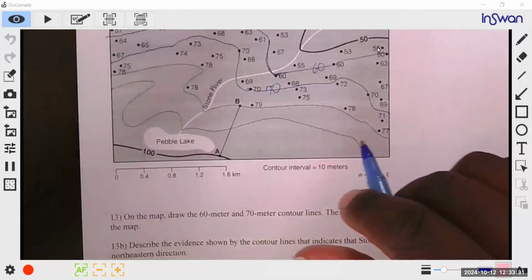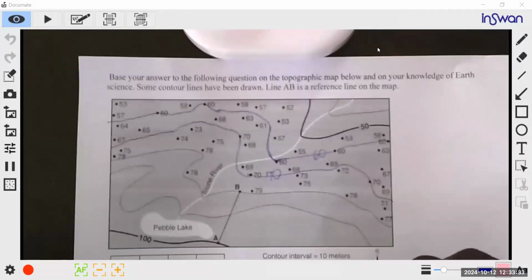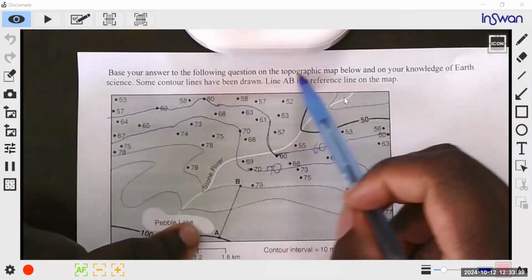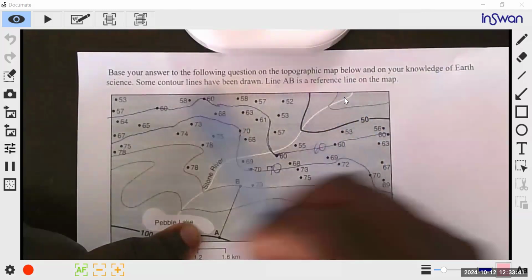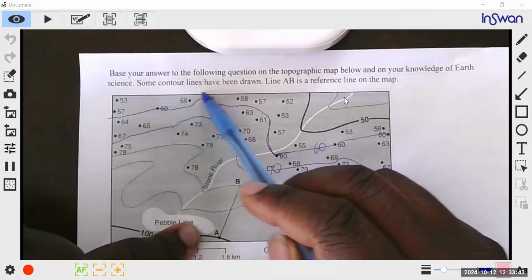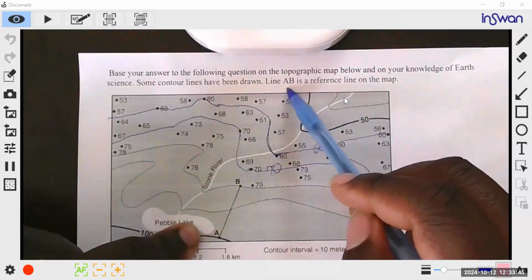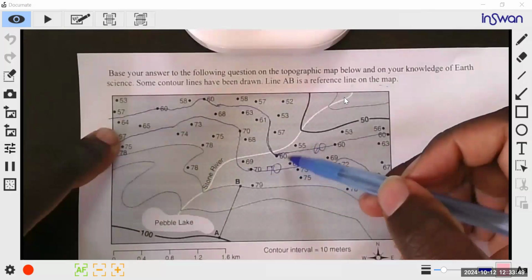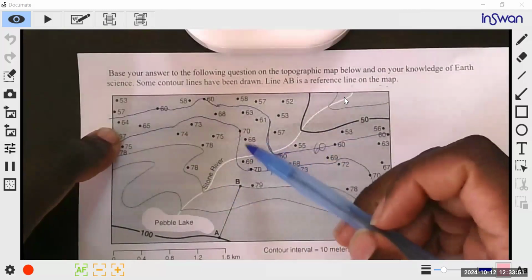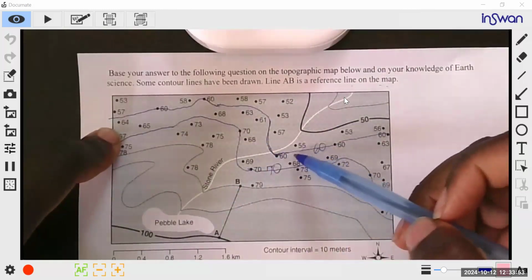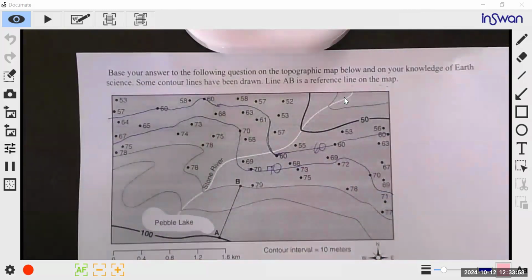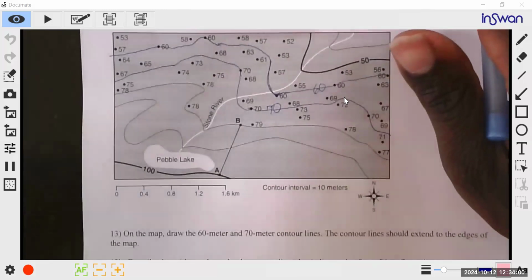All right, everybody. So we're going to be looking at 13b. It says, base your answers to the following question on the topographic map below and on your knowledge of earth science. Some contour lines have been drawn. Line AB is a reference line on the map. We already know from the previous problem that the contour lines have been drawn, right? Our 60 and our 70 contour line. And so we're going to look at 13b, okay?